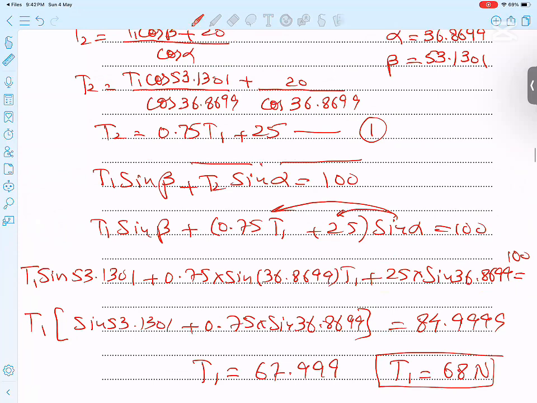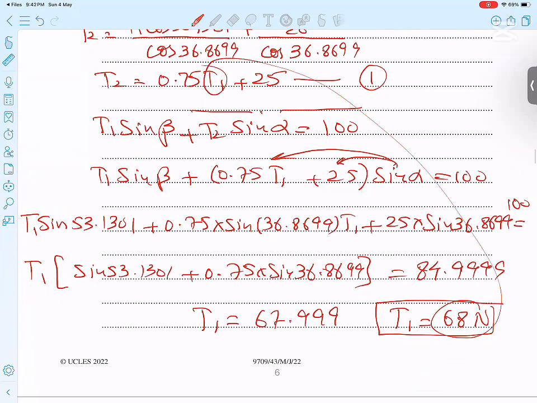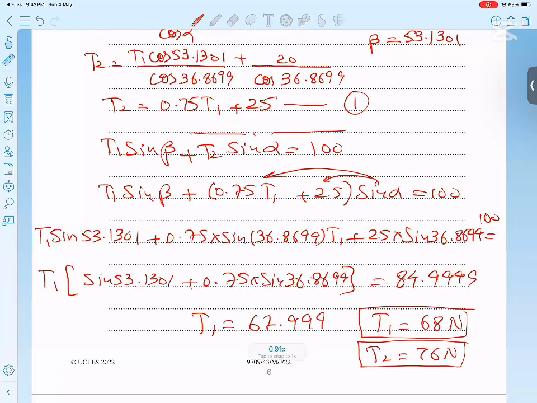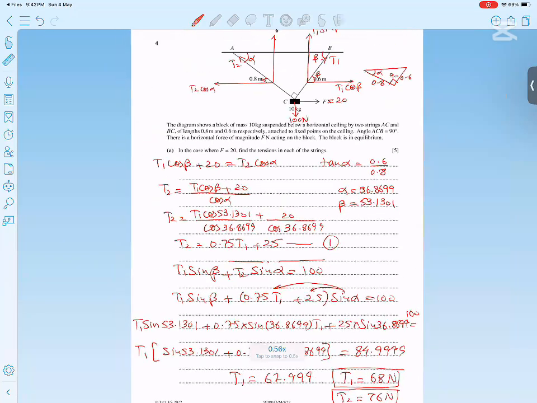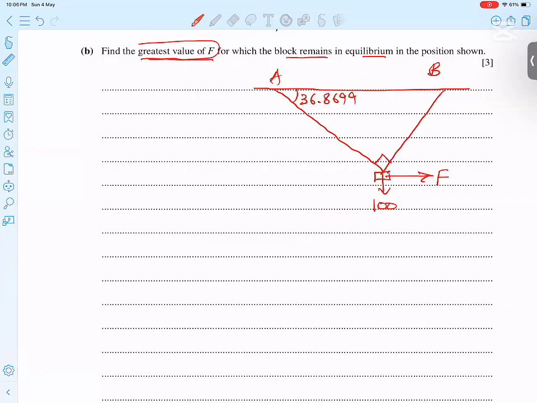And this value I simply plug in here, and I got T2. T2, I'm going right now: this time 0.75 and plus 25. My answer is coming to 76 newtons. I believe the concept is very clear. So the first part is completely over. Now the greatest value of F for which the block remains in equilibrium.